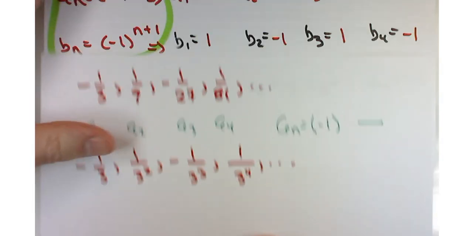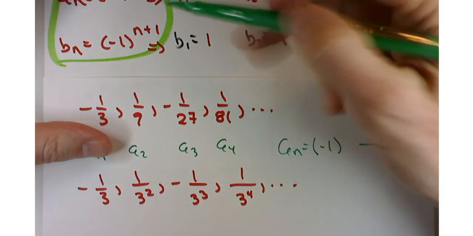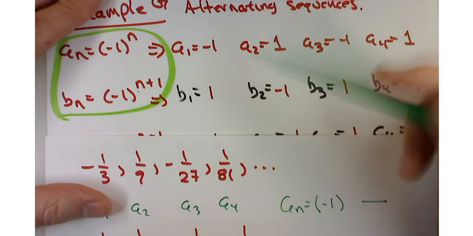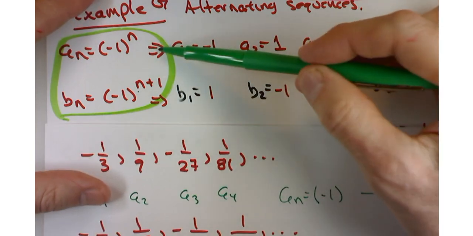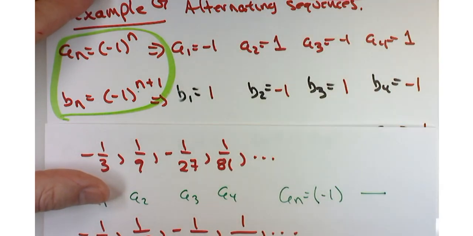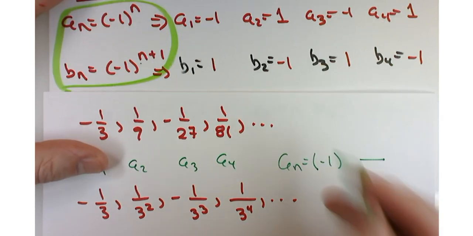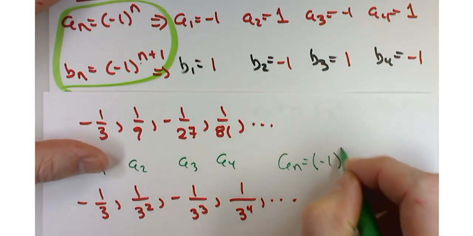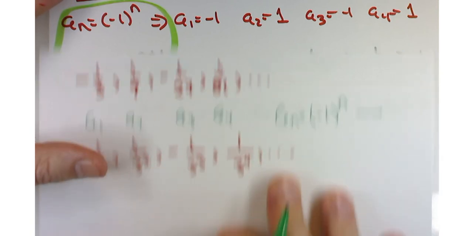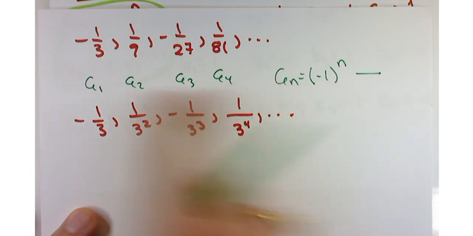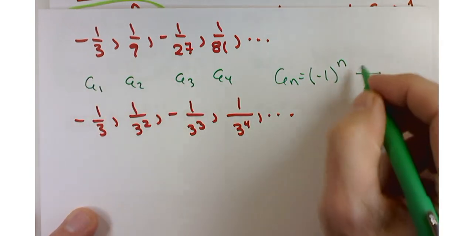Now, it's your job to decide which one of these you want. Do I want this one, or do I want this one? Which one has the alternating pattern that I need? The first one. -1 to the n power. What's the numerator for all of these? It'd be 1.